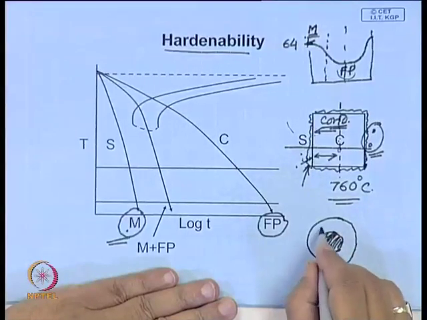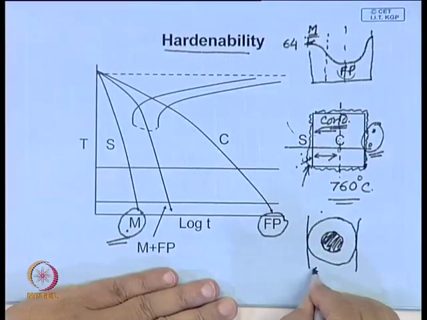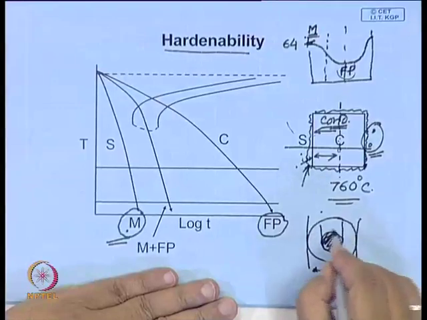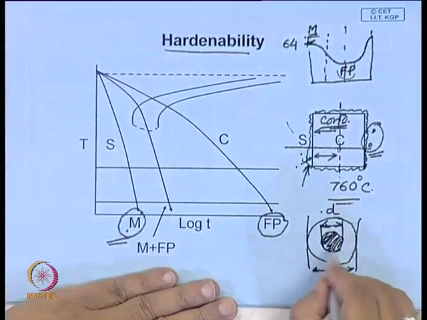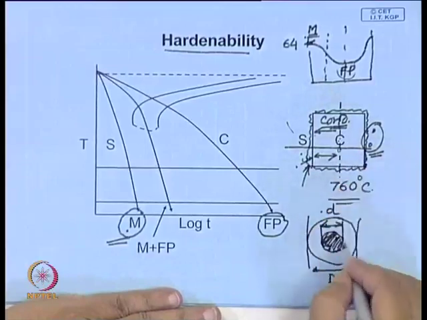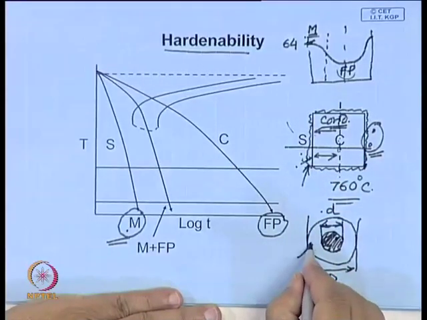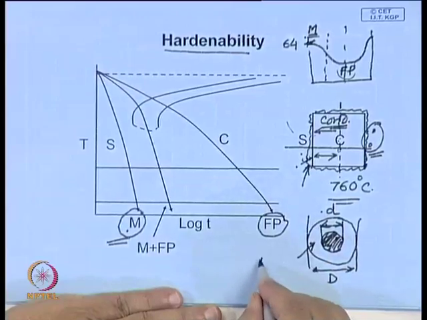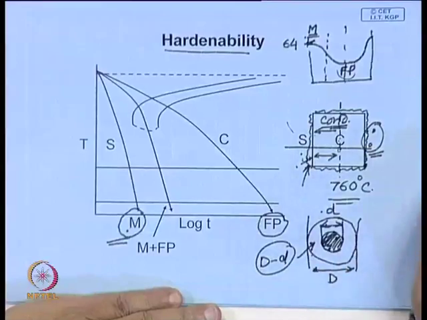So what you can do, suppose you can measure this diameter, you can measure the diameter of the zone in which you have pearlitic structure or soft structure. So in this outer periphery, this annular region, which is D minus d, here you have the maximum hardness.